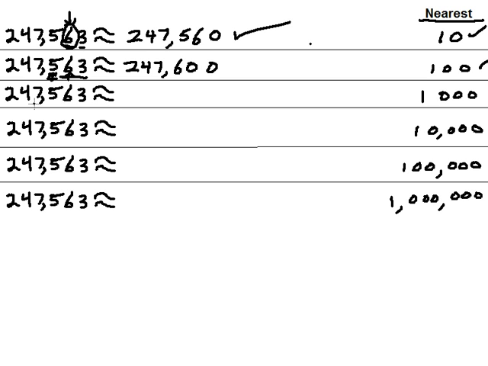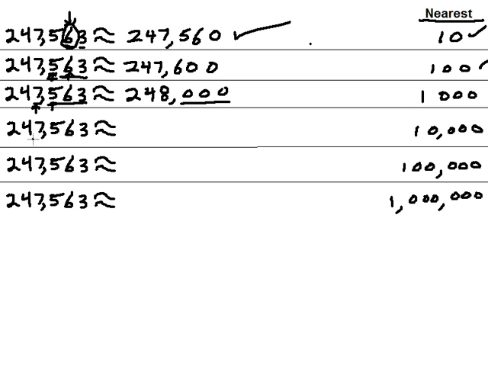Nearest thousands place. Here's the digit in the thousands place. We look to the right. Is it bigger than or equal to 5? Indeed it is. So we would add 1 to the digit in the place that we're rounding to. That becomes 248,000. And everything to the right of the place we're rounding to becomes zeros.